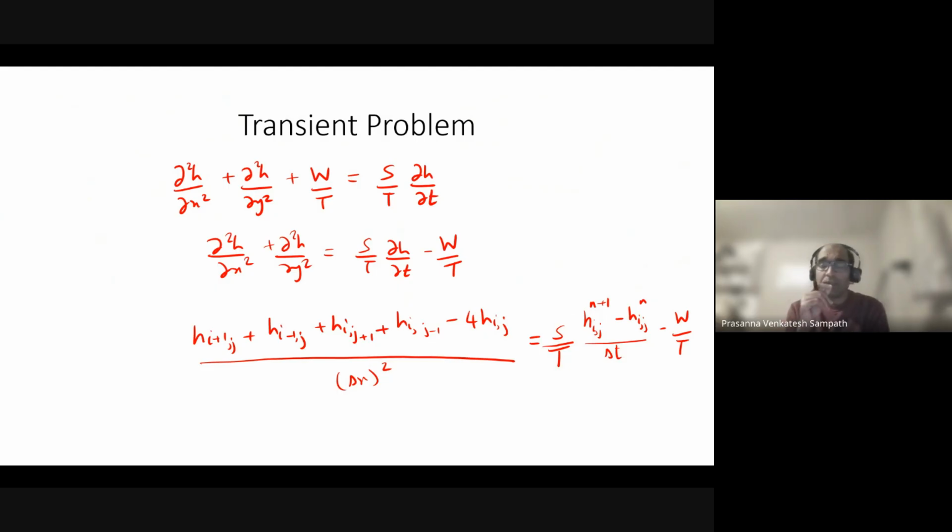Now remember, there is no correct answer for this question, right? There are two ways of solving it. One is to solve it as an explicit solution, in which case all the terms on the left hand side which are not connected to time will use the old values of the head. So here I will have n. These values will be computed at the nth time step.